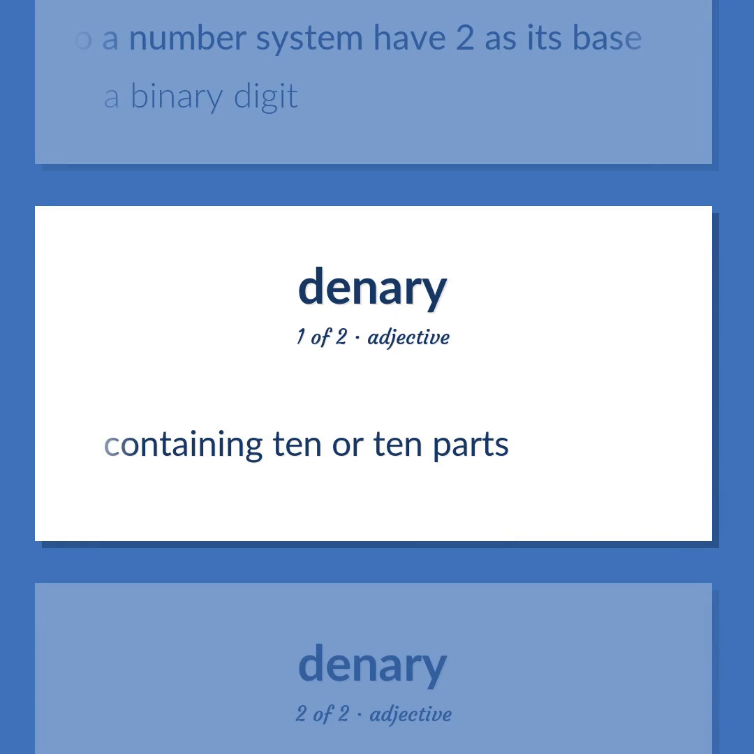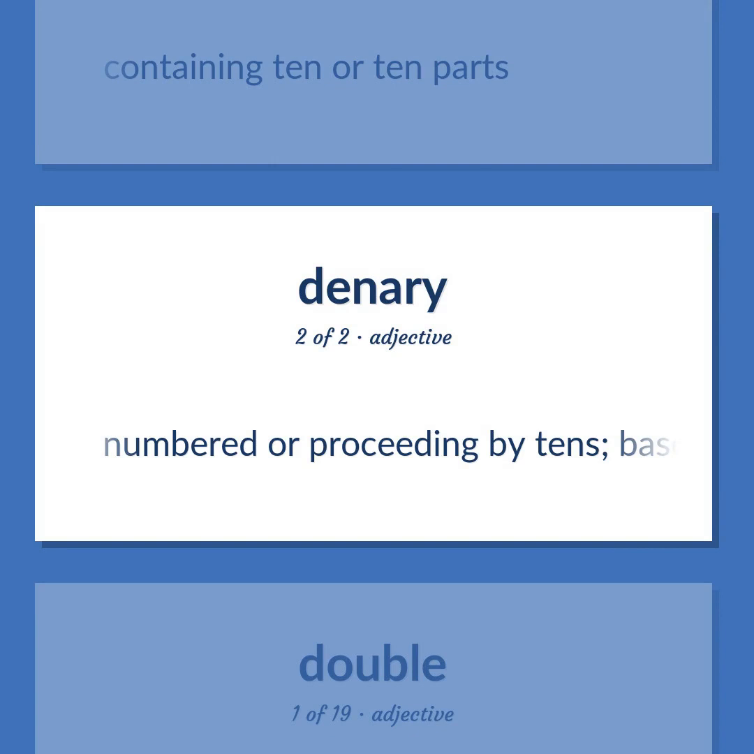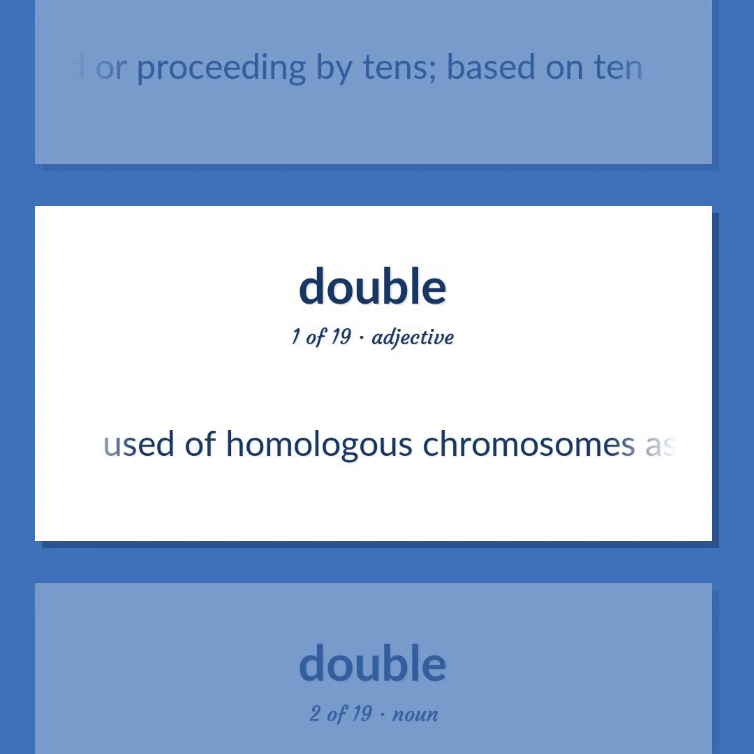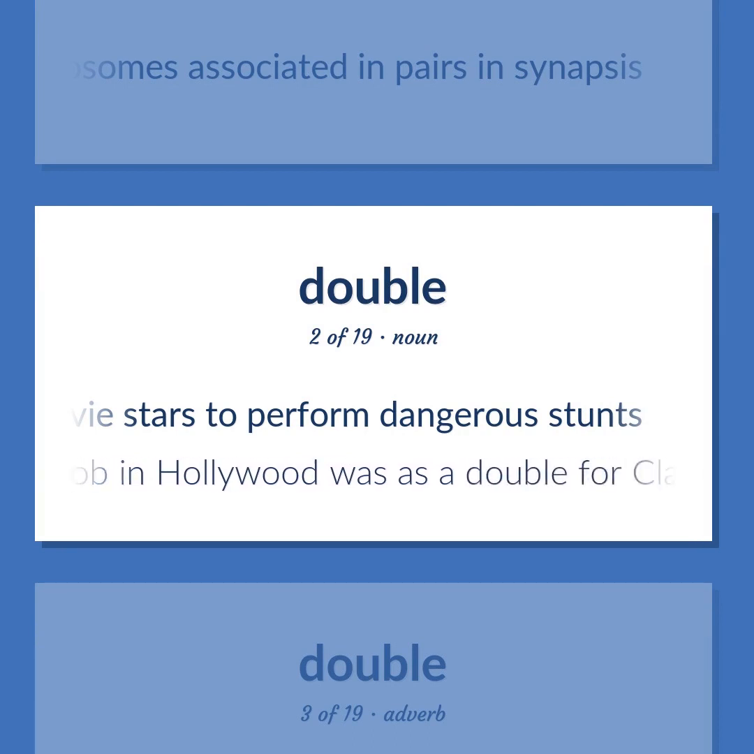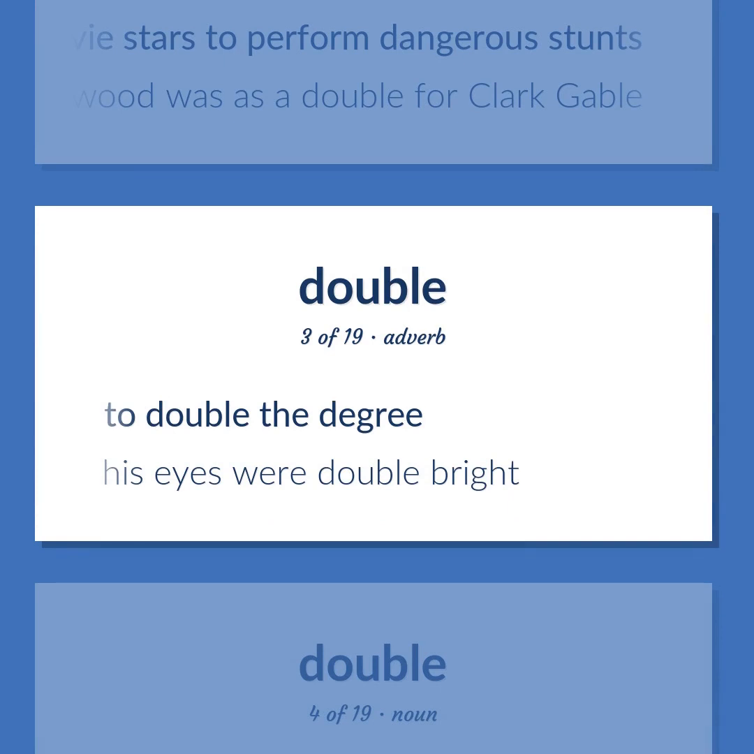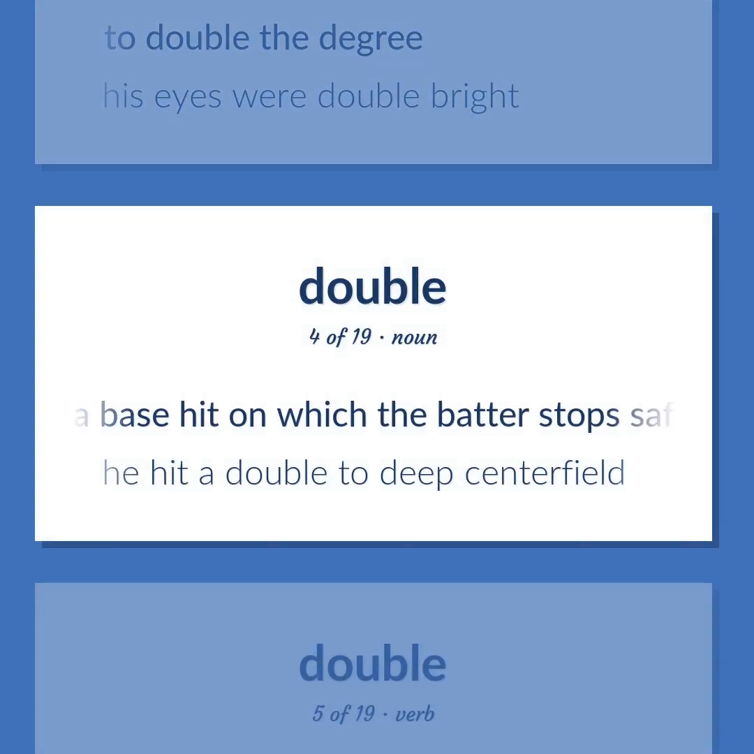Containing 10 or 10 parts. Numbered or proceeding by tens, based on 10. Used of homologous chromosomes associated in pairs in synapsis. A stand-in for movie stars to perform dangerous stunts. His first job in Hollywood was as a double for Clark Gable. To double the degree. His eyes were double bright. A base hit on which the batter stops safely at second base. He hit a double to deep center field.